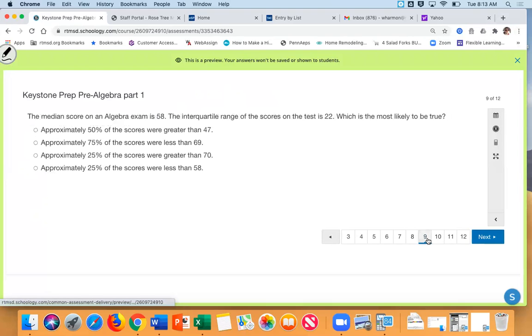All right, number 9. Oh, these are fun. The median score on an algebra exam is 58. The interquartile range of the score on the test is 22. Which is most likely to be true? Wow. Anybody know what interquartile range means? Guarantee it's box and whisker. All right, everybody draw box and whisker.